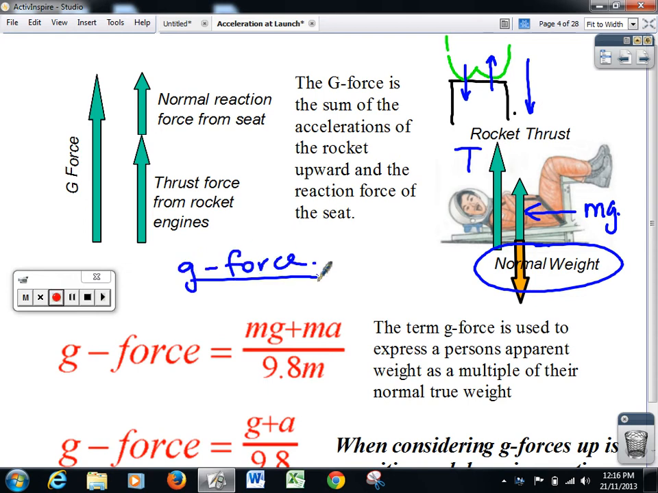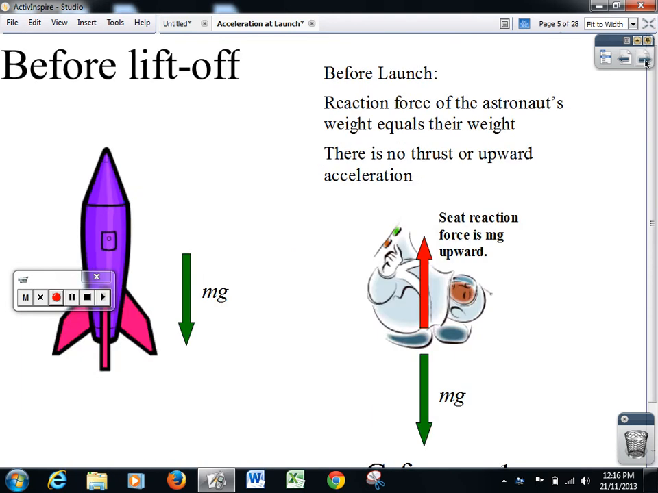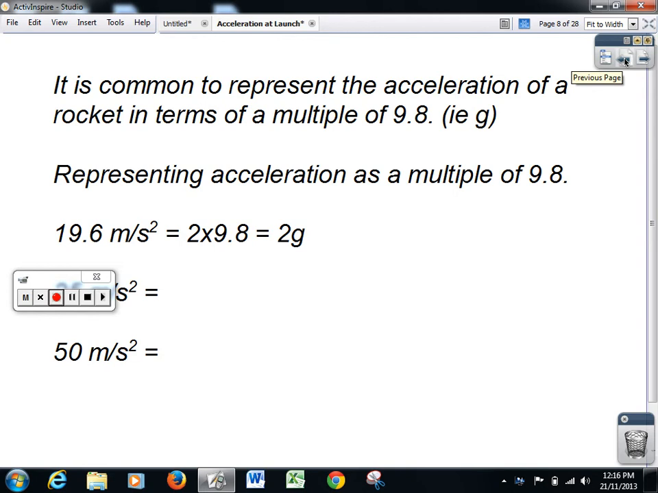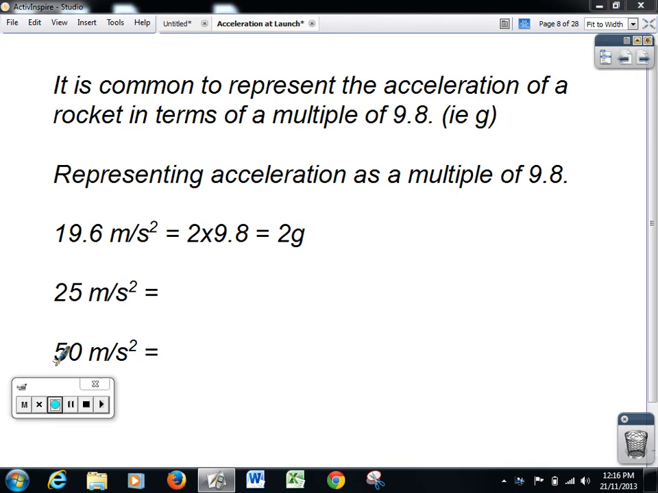Now, what is G-force? We're going to talk of G-forces in terms of G, and G is just simply a multiple of 9.8. So if I have an acceleration which is approximately 20 meters per second squared, just like there, then that is 2 lots of 9.8, so it's 2G.